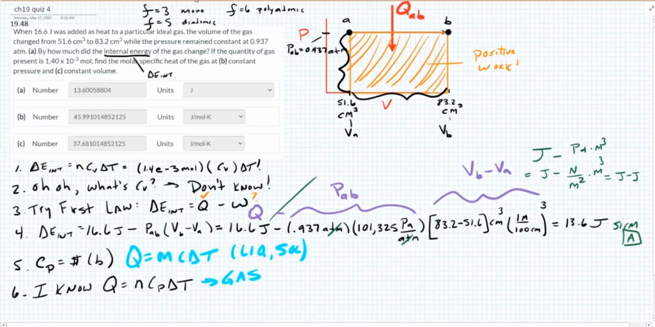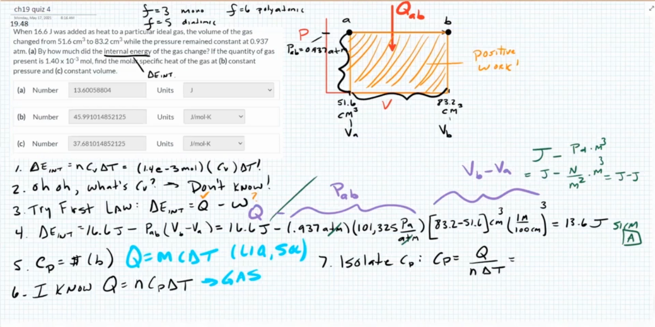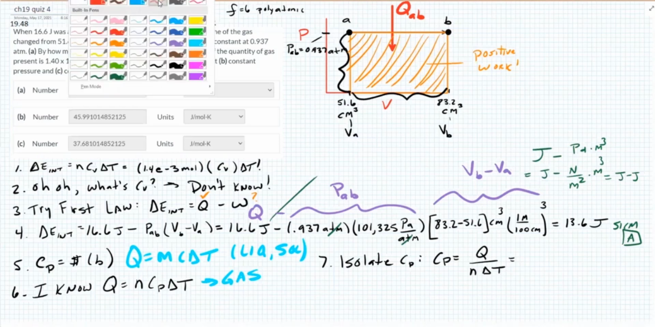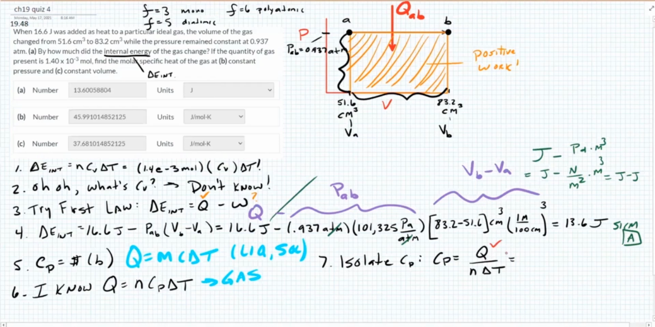So number 7 seems straightforward, but is it? All right, so if I isolate CP, I'm going to get from number 6, CP equals Q all over N delta T. And I know all of this, I think. Q, let's see, let's do the sanity check. I know the amount of heat added. It's 16.6 joules for my numbers. N is given, and I know delta T.